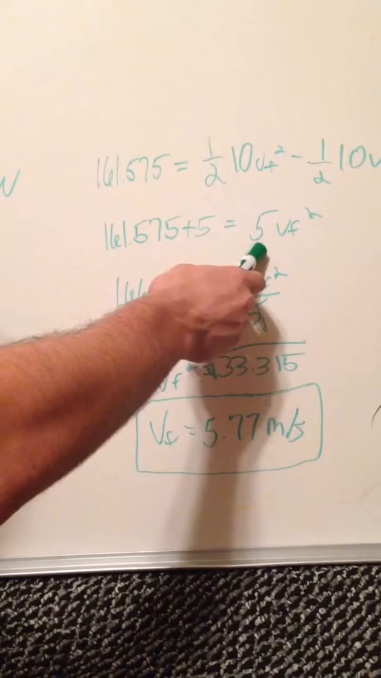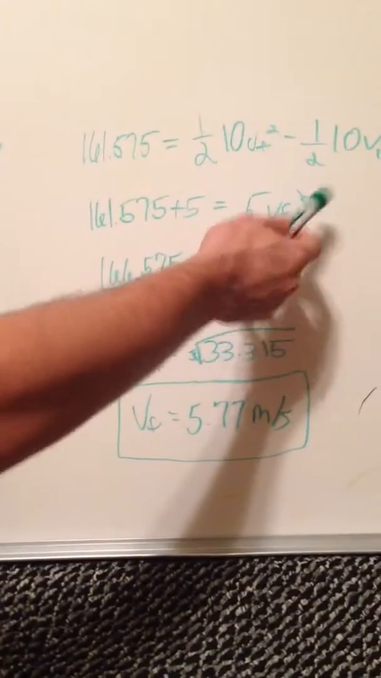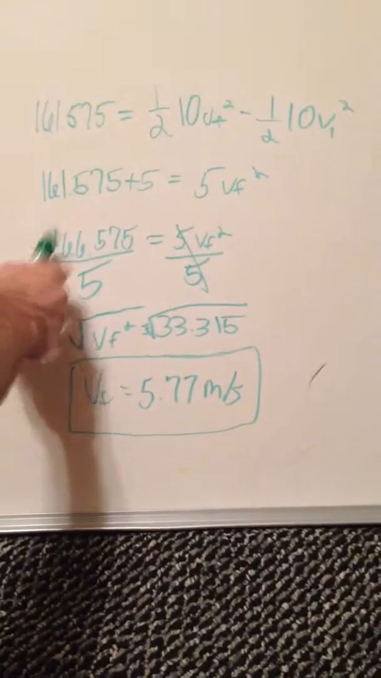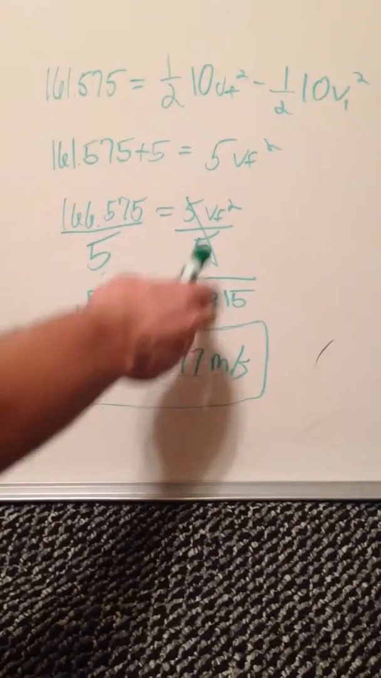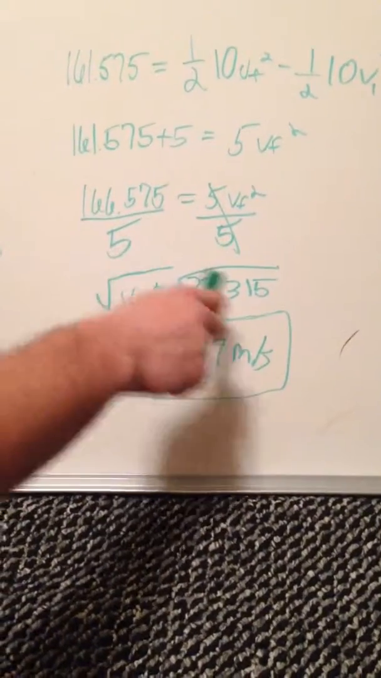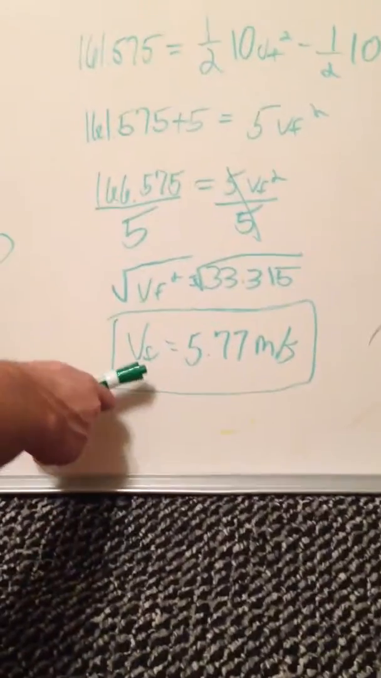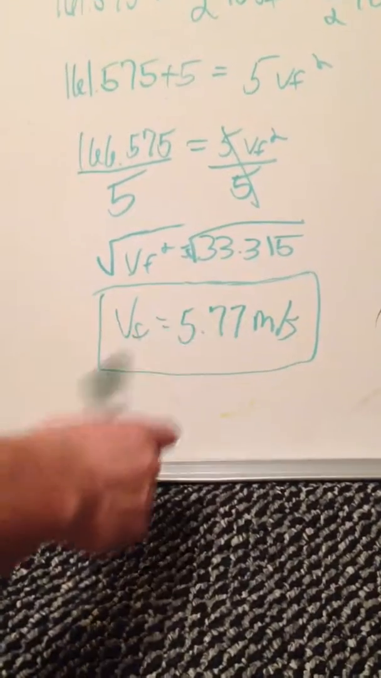1/2 of 10 is 5. So we know 5 times velocity final squared equals 166.575. We'll divide both sides by 5, take the square root of both sides, and then we get final velocity is 5.77 meters per second.